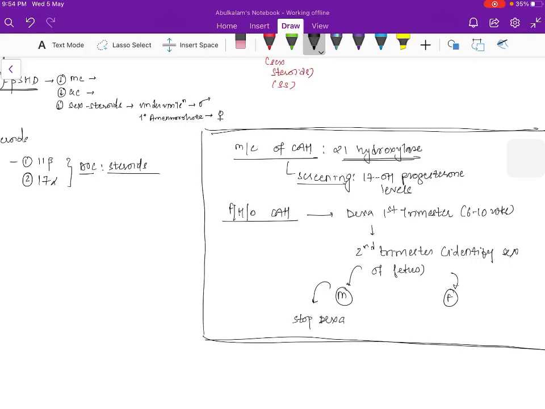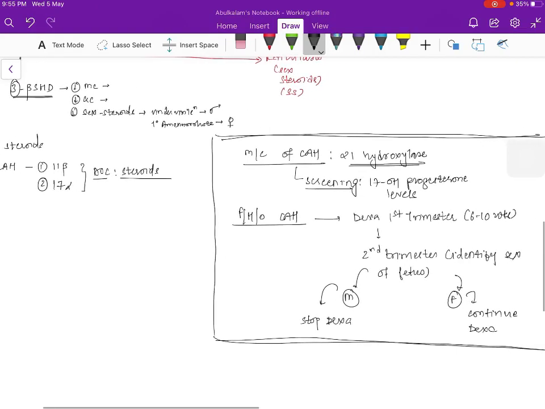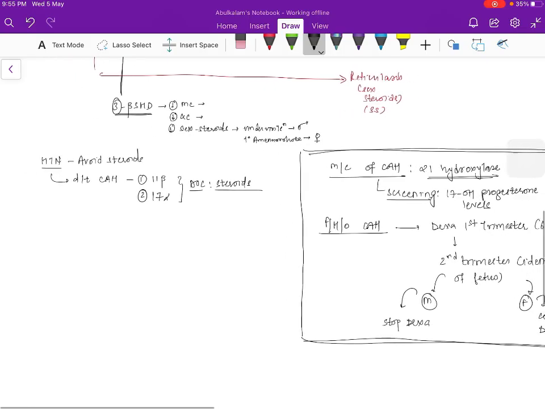Why? If you continue giving DEXA in the second trimester, if it is a male baby, it will lead to decreased ACTH from feedback regulation, which will result in decreased production of the sex steroids, and this will result in under-virilization in case of the males, right? And if the fetus is a female, you continue DEXA, because in that case you want to suppress the production of the androgens to prevent over-virilization in case of the female. So you continue DEXA. This is one of the important concepts in CAH, right?